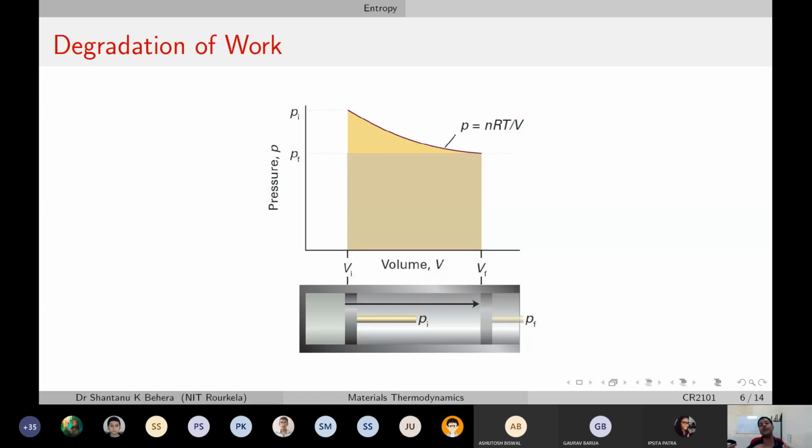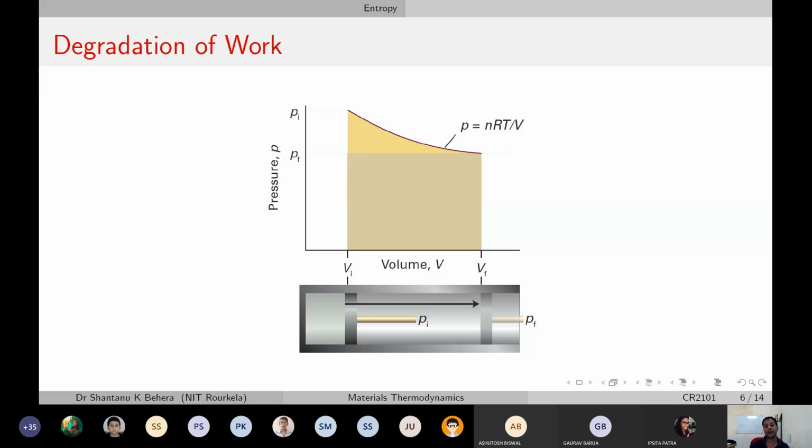And there can be various different steps, various different ways that you can conduct the whole process. And if that is so, then there has to be some kind of a measurement. There has to be some quantification of the degree of irreversibility. That's what I mean by the degradation of work. You had the best work here, but then in this process, your work is degraded.